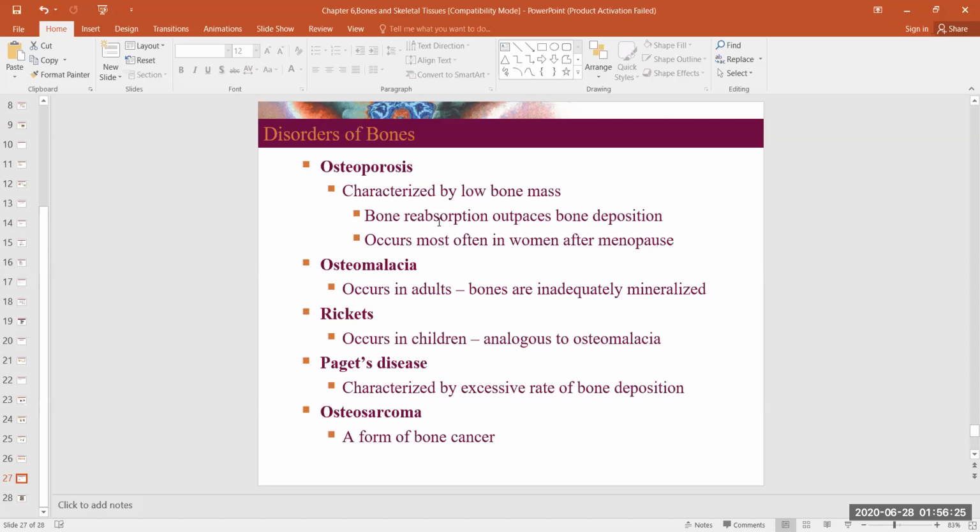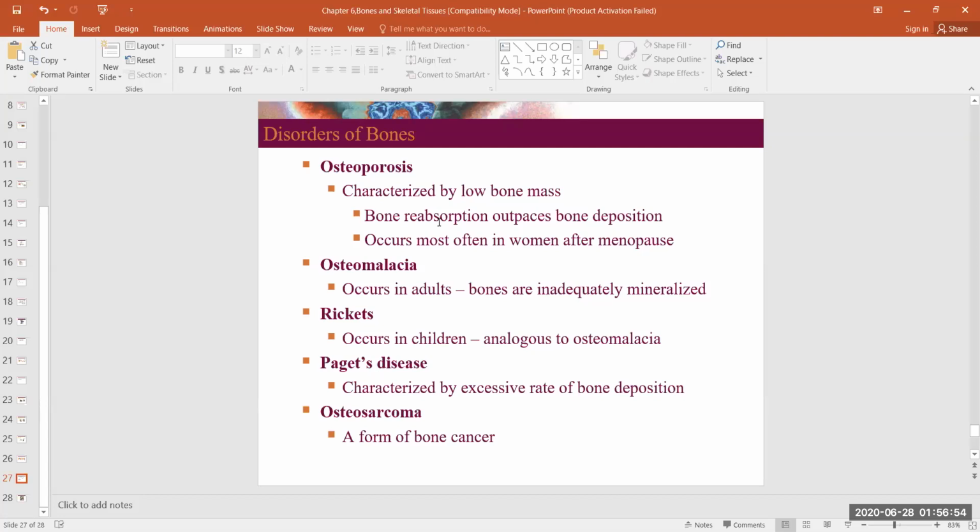Okay, and that happens in old females after 55 years of age, because osteoblasts work under the estrogen hormone. In that age, the estrogen hormone is less. That's why osteoblast function is reduced. But the bone eating function is higher.